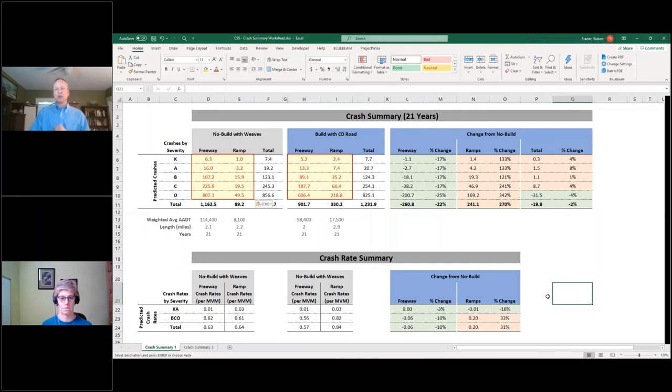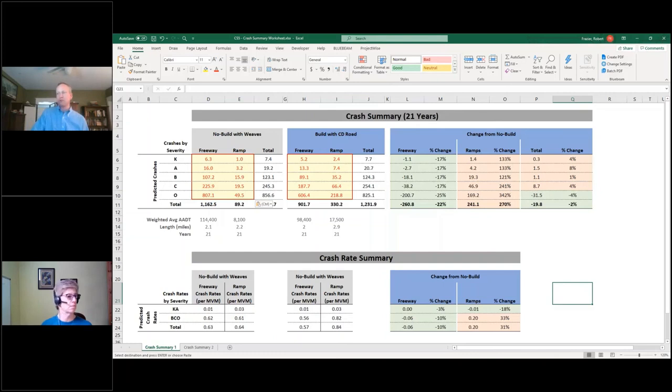And so to me, this is often the real world complexity of dealing with freeways, weaves, and ramps. There's even more that we could talk about, but I think that gets at those issues.